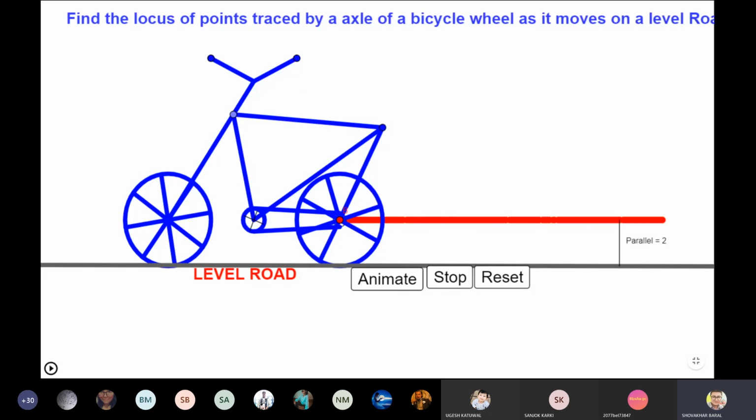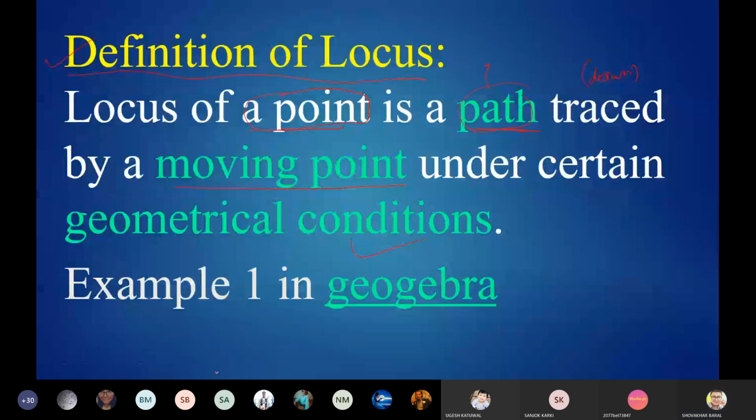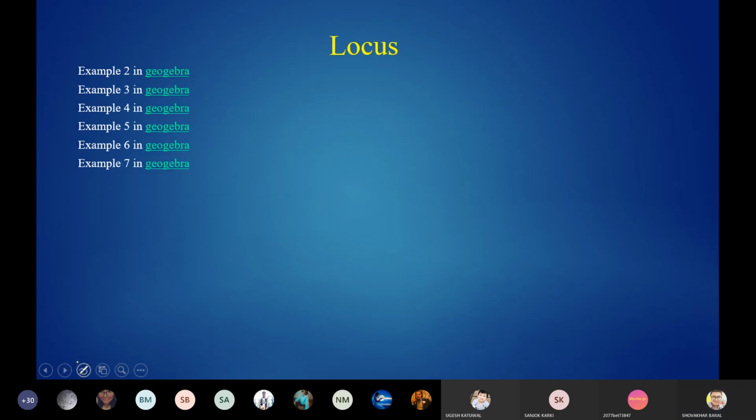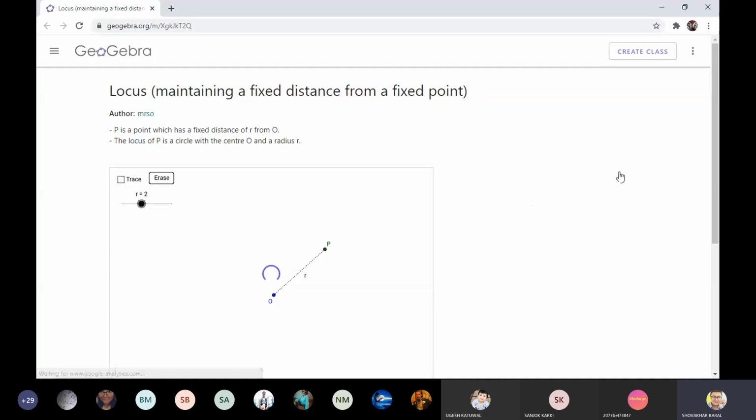Okay, let me give you one more example here. I think this is displayed on your device. We are running out of time, so let me give you one more example from GeoGebra. I'll explain it in detail tomorrow also.